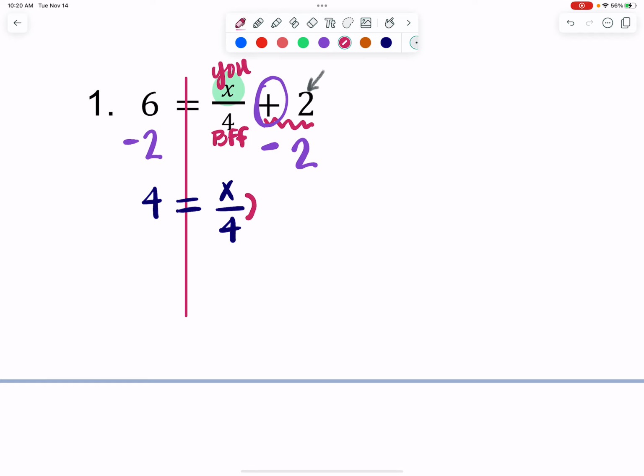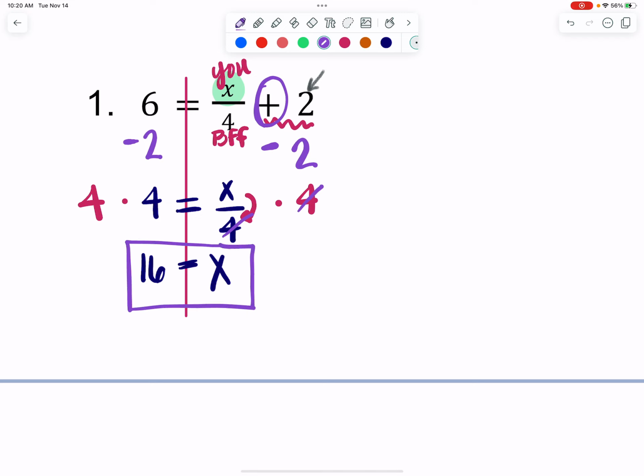This operation indicates division. The opposite of divide is multiply, so we are going to multiply by 4 on both sides. If it was a 12, we'd multiply by 12. If it was a 37, we would multiply by 37. Now 4 times 4 is 16. My 4s cancel out. They divide out really, but that's another lesson. We are left with what we think is our x value.